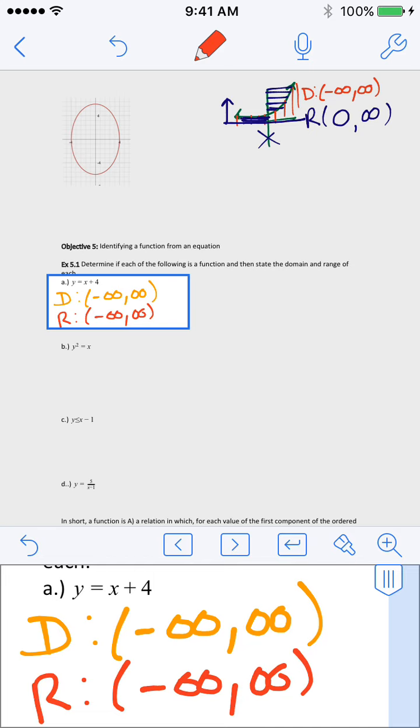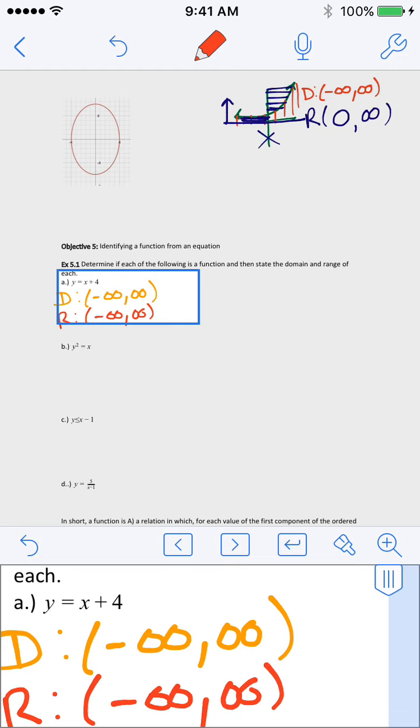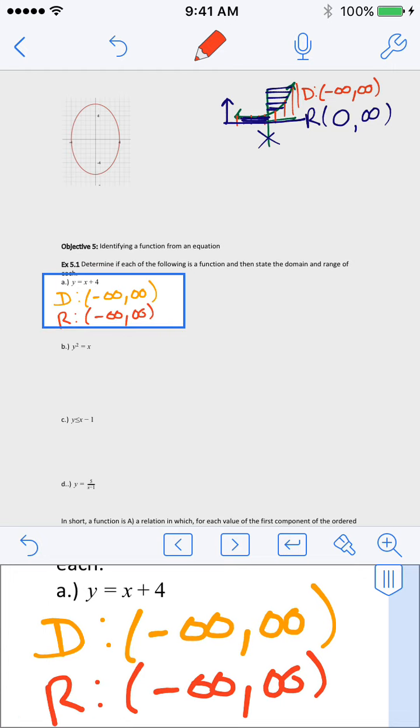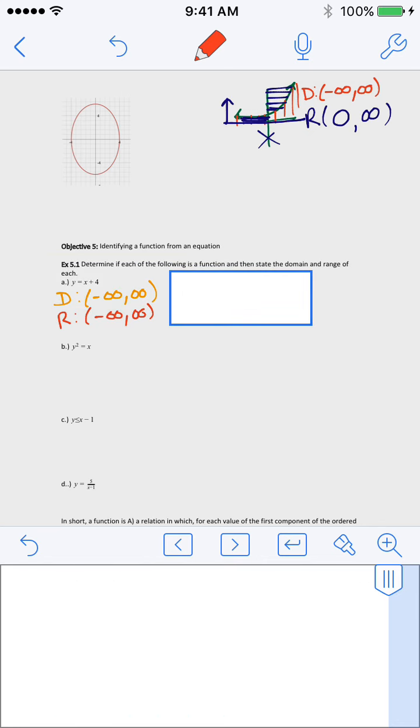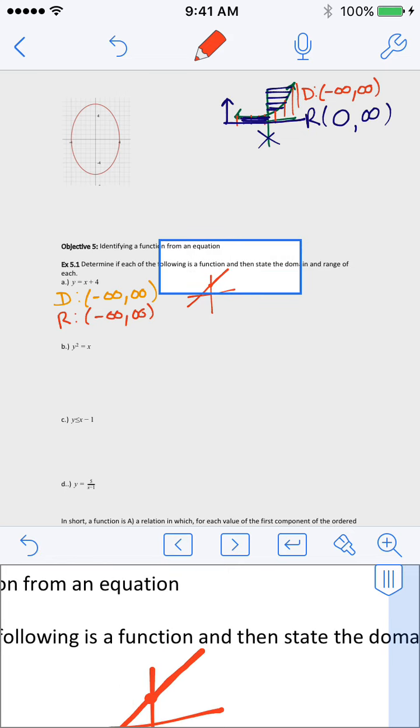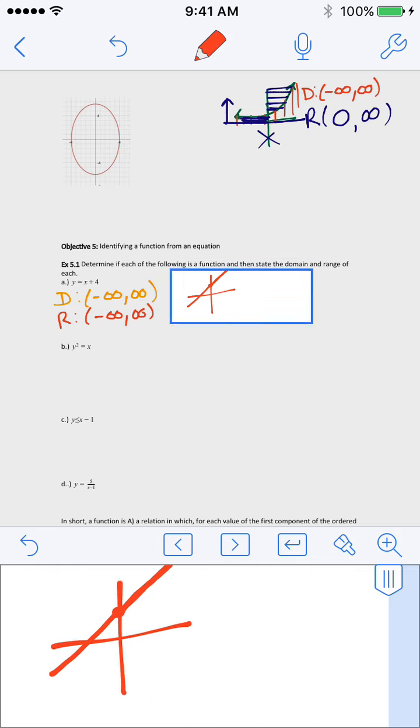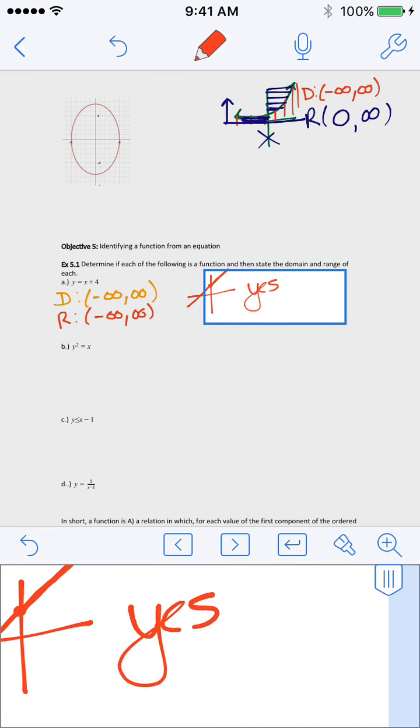Well, it doesn't mean it's a function, I apologize. There are relations that have infinite domains and ranges that are not functions. But we've already discussed something that looks like this. If we looked on the graph, this would be the line that starts at 4 and goes up 1 over 1. And we've already deduced that these linears are functions, right, because they pass the vertical line test. So, yes, this is a function.